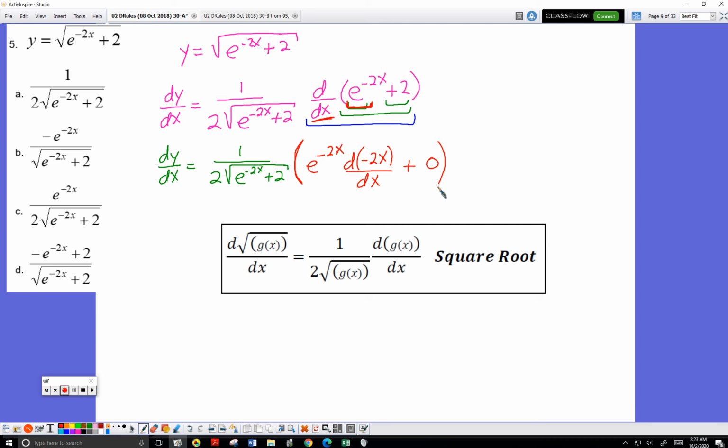Next line. Hey, we're done. Because I know this, that's just the multiplying constant rule. I pull out the -2, I have -2 times d dx of x. That's just -2.